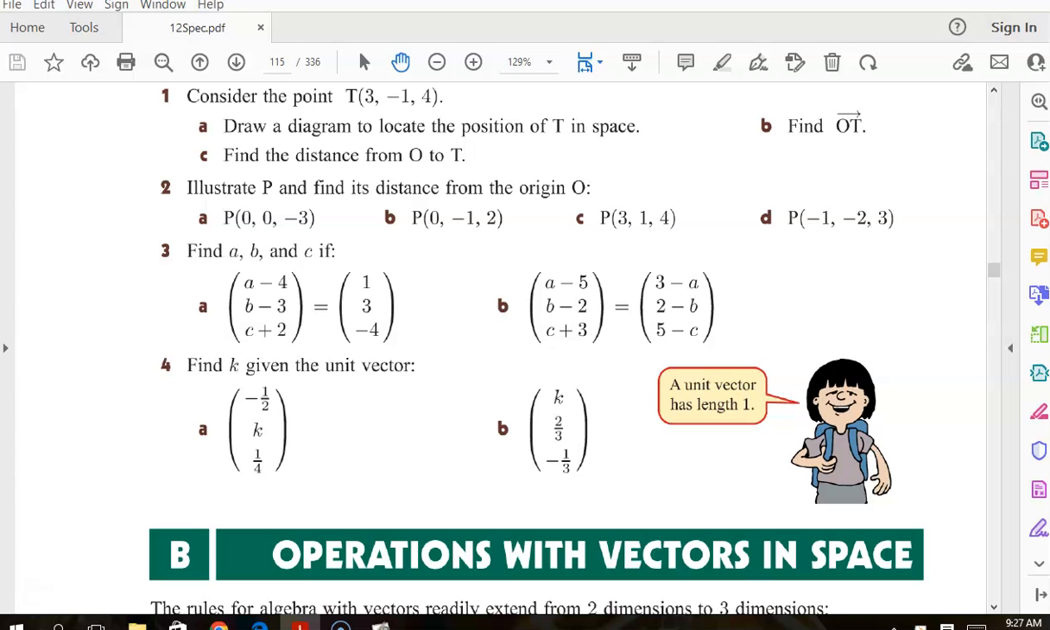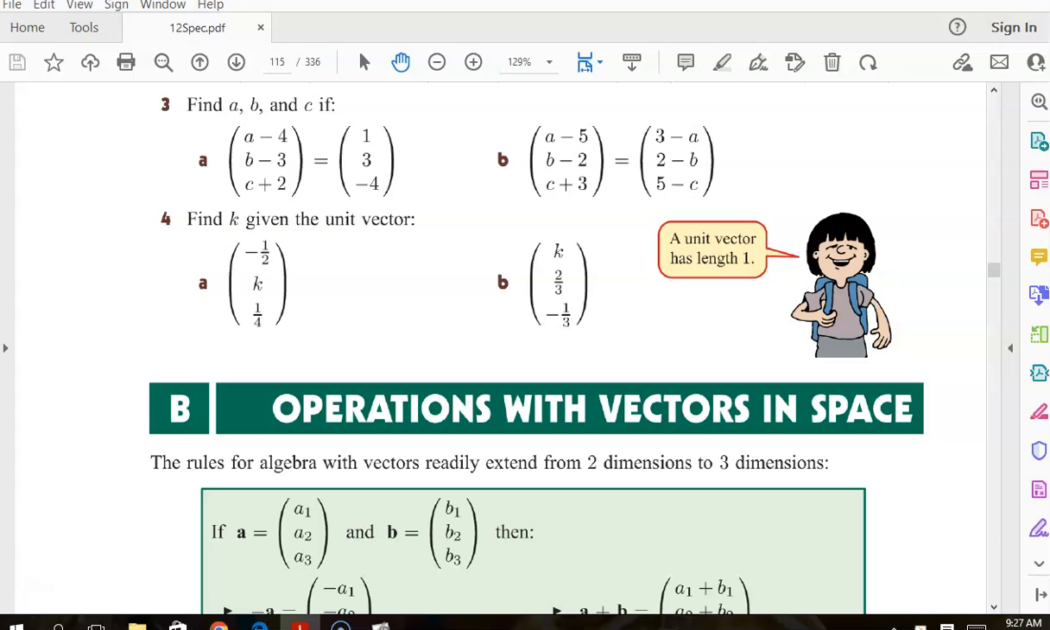A take 4 has to equal 1. Well, I think A is 5. Same sort of thing. Let's skip. All right, 4. Tell me how you do it. What's the key here?